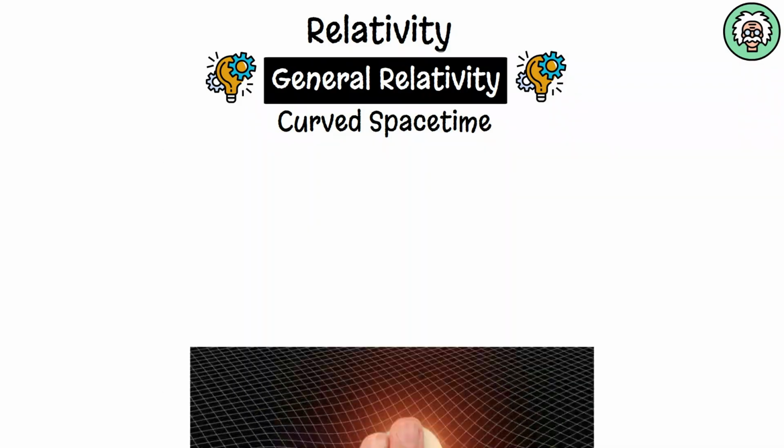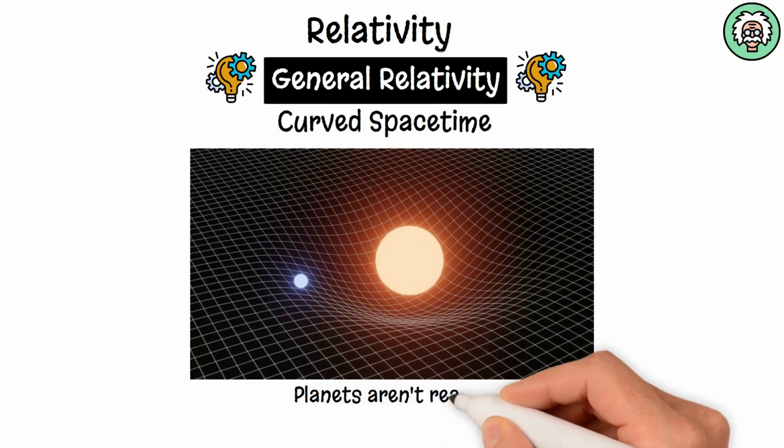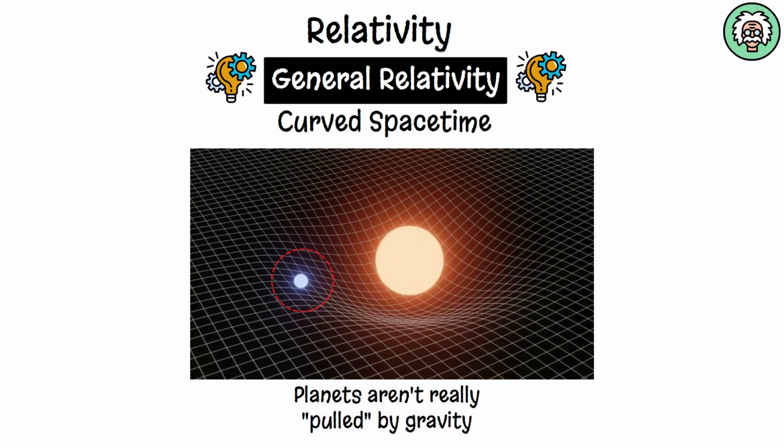Imagine spacetime as a stretched rubber sheet. Placing a heavy ball, like the sun, on the sheet causes it to curve. Planets aren't really pulled by gravity, they're just moving along these curves, like marbles rolling around a dip made by the ball.